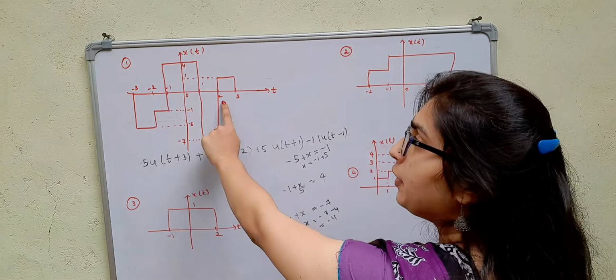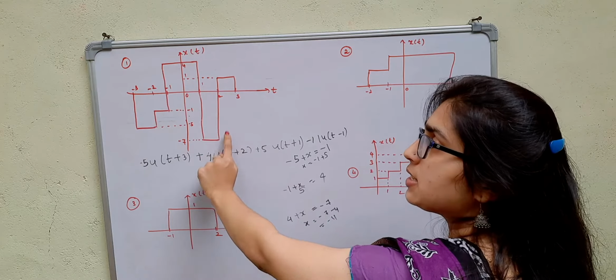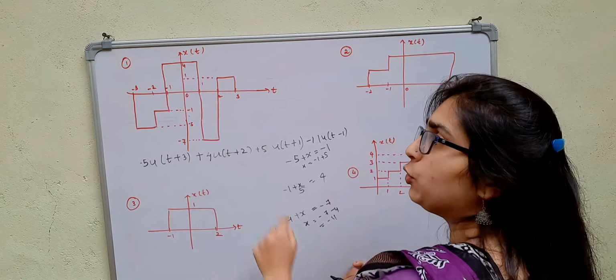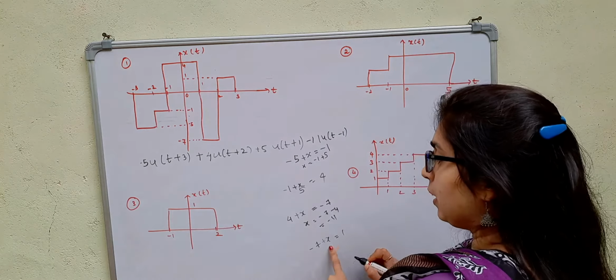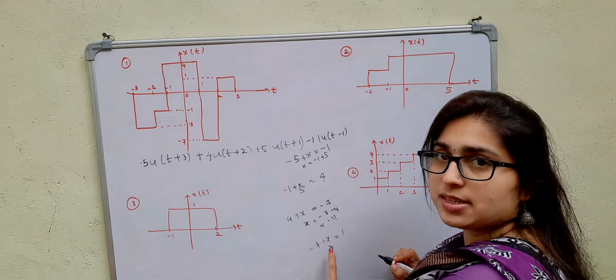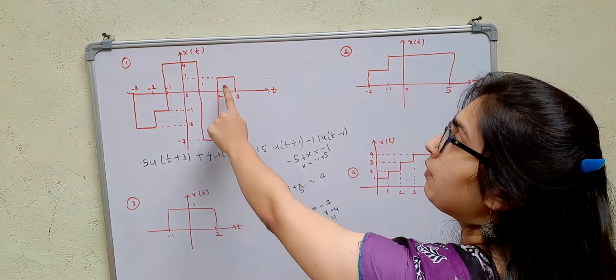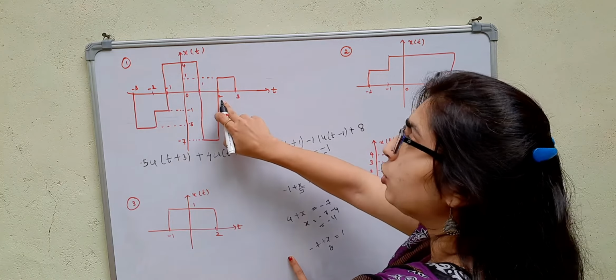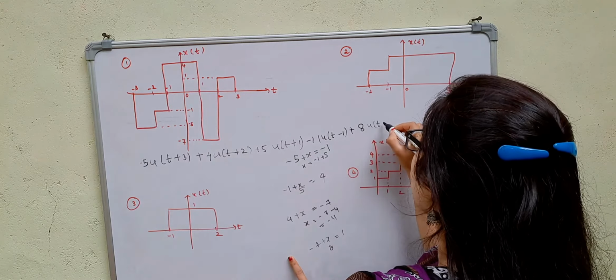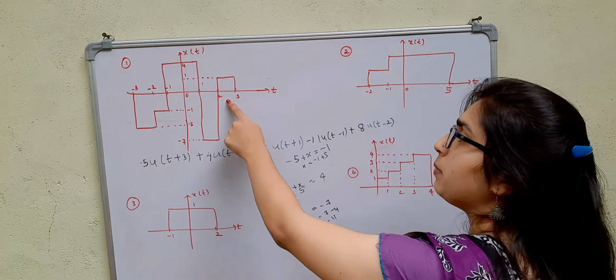Then at 2, once again it is changing its height from minus 7 to 1. That is a new step height. If I add x, I should get 1. That means x is 8, so I will add 8 at 2. So it is 8 u of t minus 2.